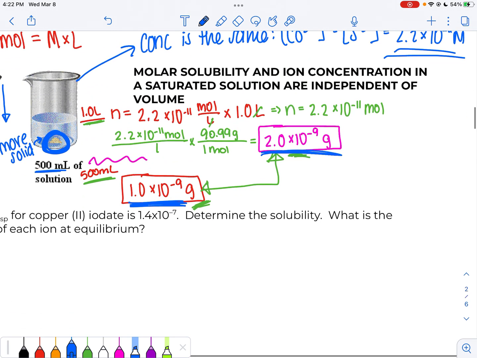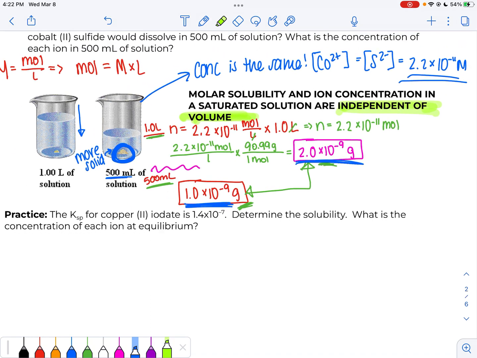So here's what you really need to know. This is what you really need to take away. Solubility and ion concentration in a saturated solution are independent of volume. If you just have less volume, more stuff is going to precipitate out of the bottom. You're going to have a bunch more left over, because your solubility is just based on the maximum amount of stuff that can dissolve.